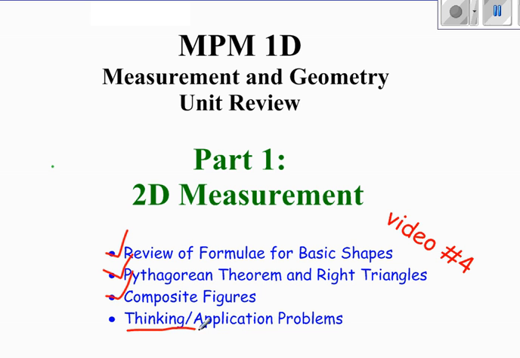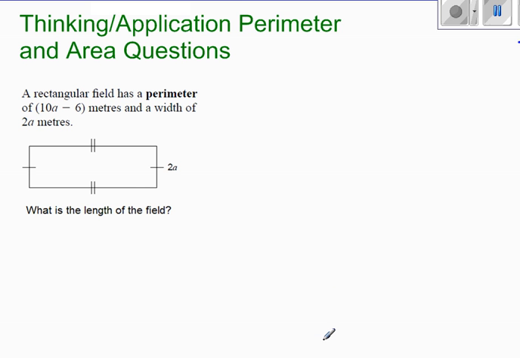So in this video, we're going to be looking at thinking and application problems. So these are problems that deal with the concepts of perimeter and area of two-dimensional objects, but the question will involve more than simply using the formula. So let's get an idea by looking at a specific question. This question says that a rectangular field has a perimeter of 10a minus 6 meters and a width of 2a meters. And we're supposed to figure out what is the length of the field.